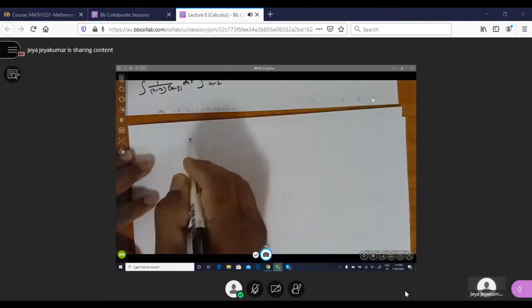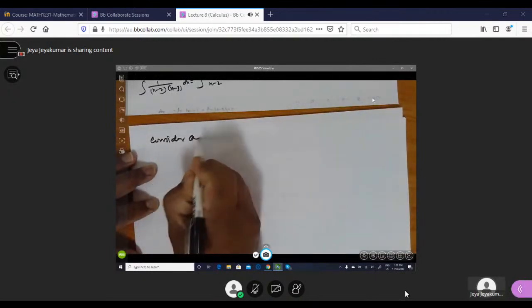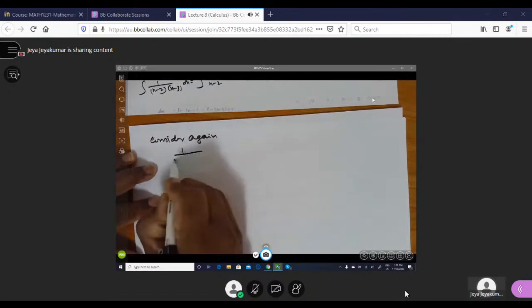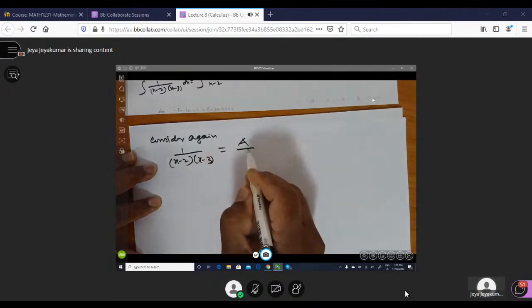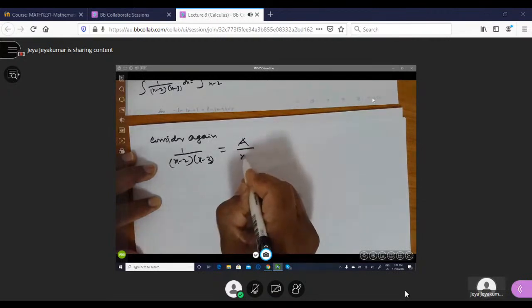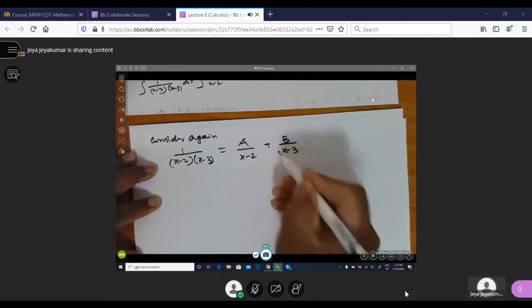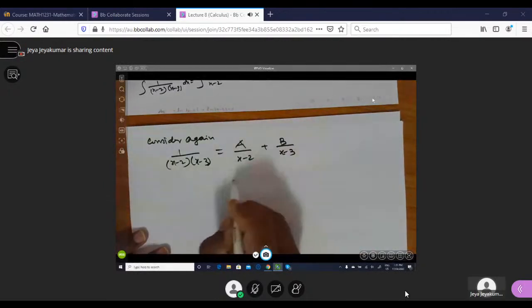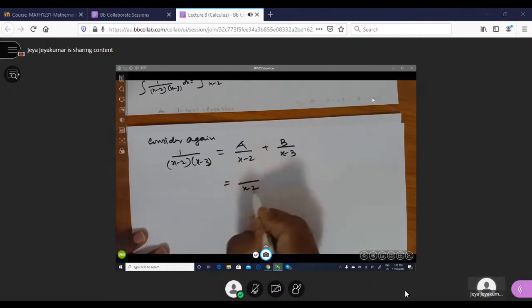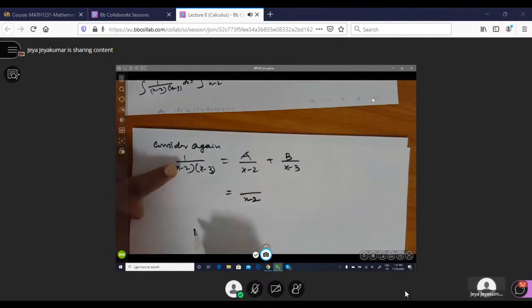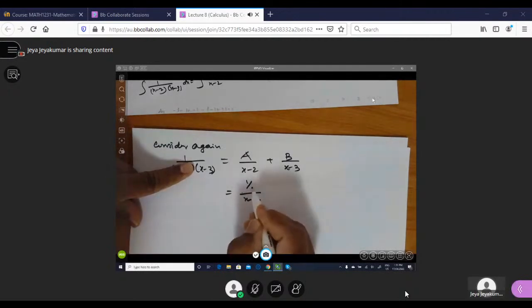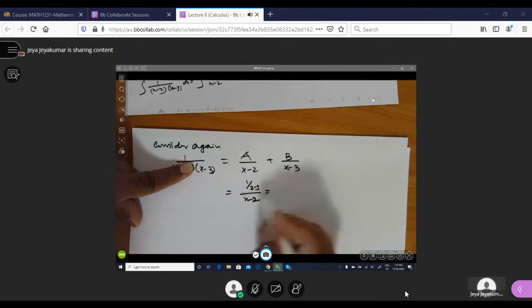Okay, so I'm going to consider again 1 over (x minus 2)(x minus 3). We want to write it as a sum of simple fractions, a over x minus 2 plus b over x minus 3. Okay? Now notice here, the a corresponds to x minus 2, right? On the left-hand side, you cover x minus 2 and substitute x equals 2. So that gives you 1 over 2 minus 3. That's exactly what we have done before, which is actually 1 over minus 1.